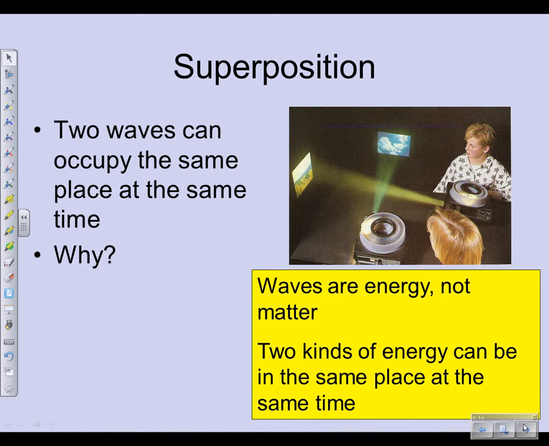Waves are energy, not matter. That means they can be in the same place at the same time. Oh, sorry, I mixed up the words. Waves are energy, not matter, like it says there on the screen.